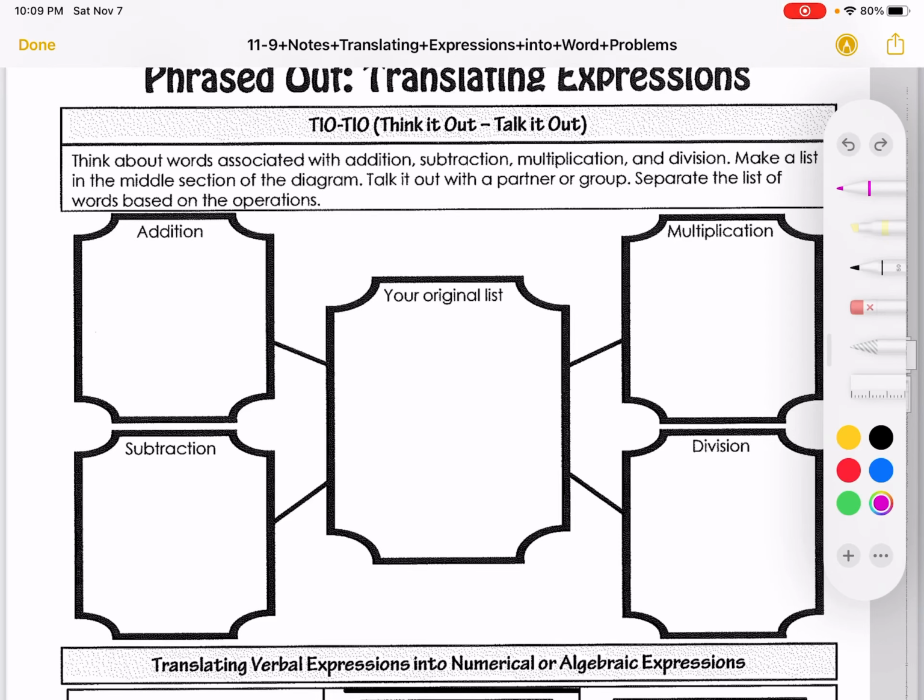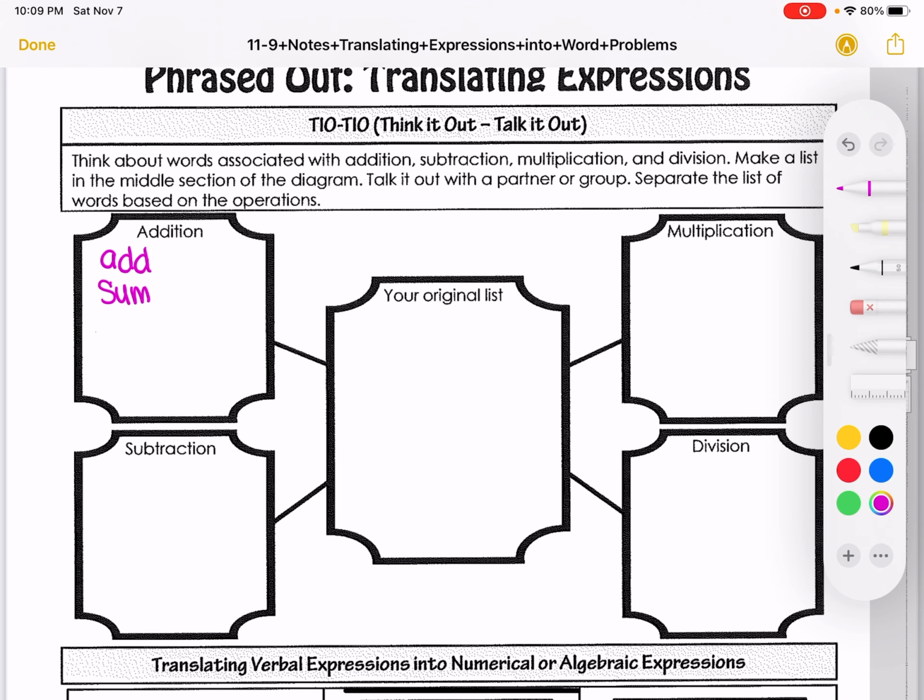Alright, today we're going to be talking about translating word problems into expressions. So first we need to know the key words that are associated with each operation. So let's start with addition. Addition, we know we're going to have things like add or find the sum. So these are just a list of keywords that we'll use.